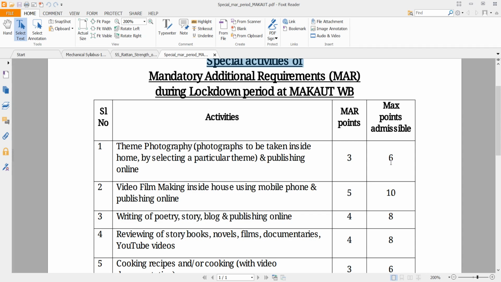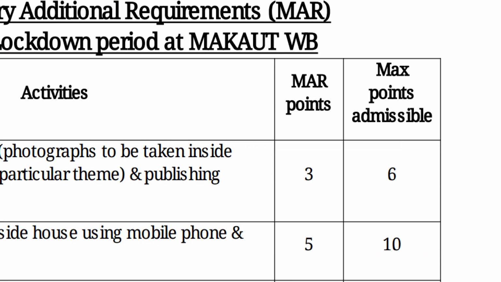So the first one is theme photography. Theme photography means whatever theme you like to adopt, you can take photographs and publish a series of photographs on your Facebook, Instagram, or put them in slideshow mode in a video and upload it to YouTube. In this category, each activity is allotted 3 points and a maximum of 6 points can be achieved.